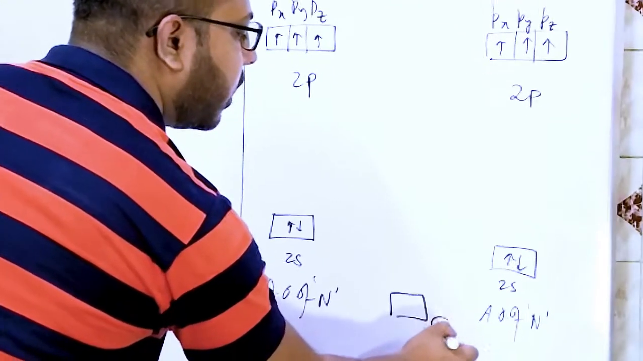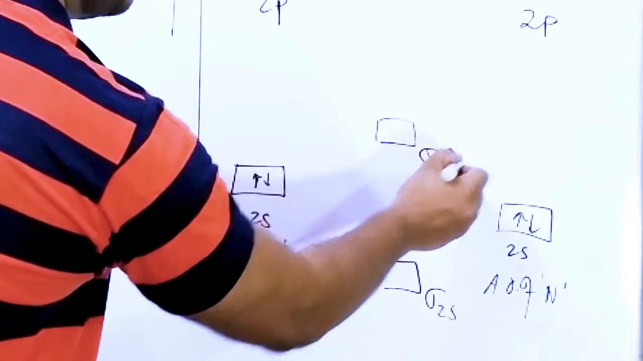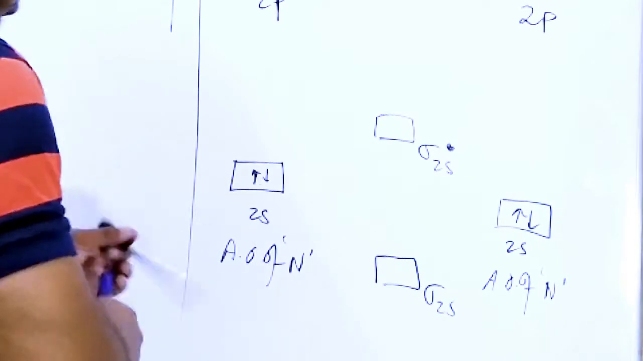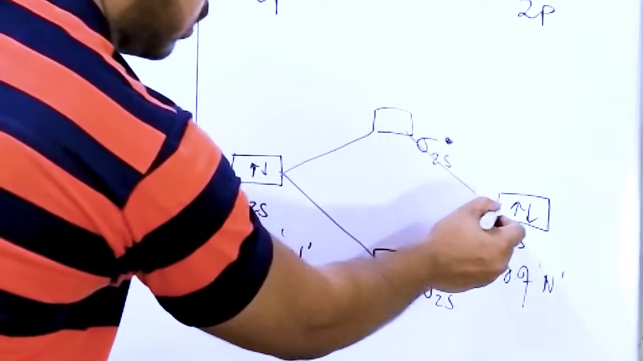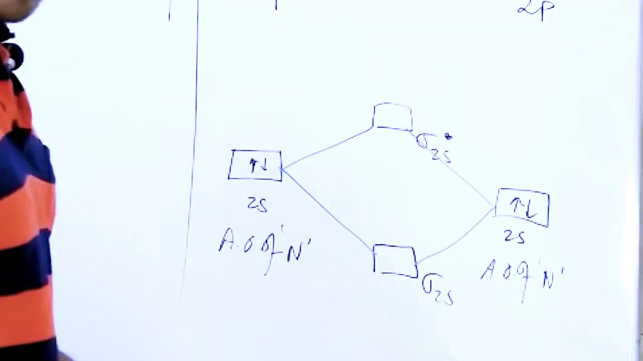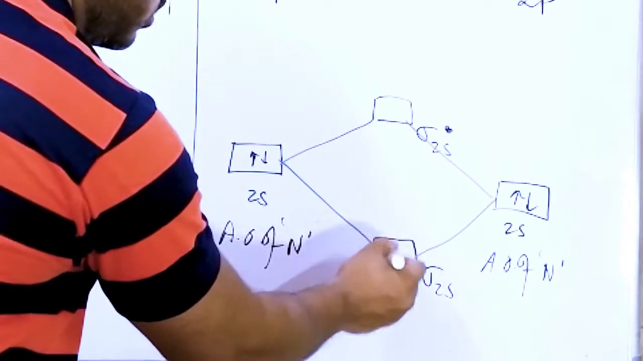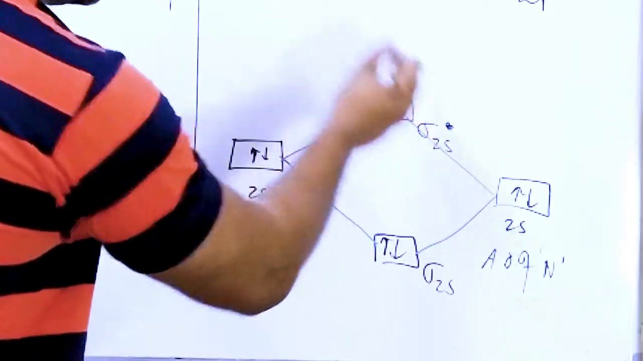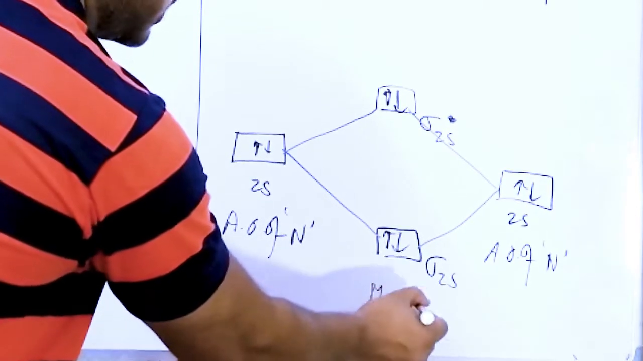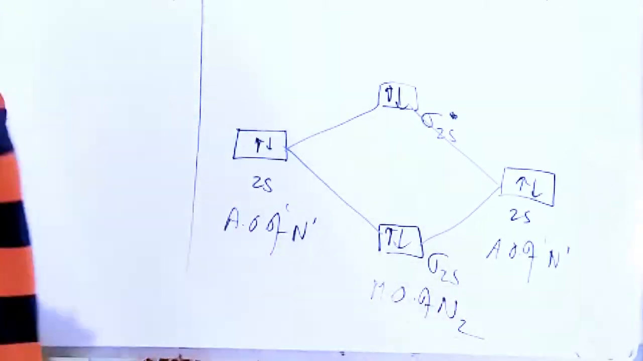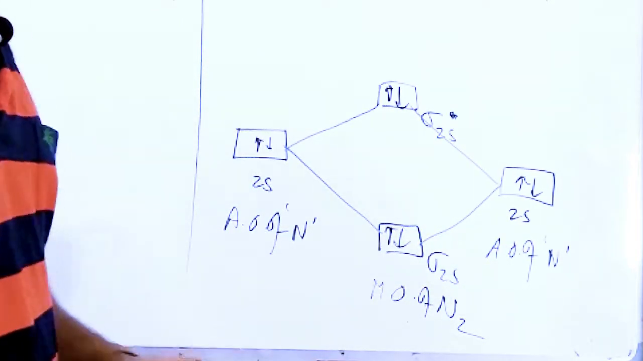Now come to this part. Obviously, one is sigma 2s bonding, one is sigma 2s star anti-bonding. These two are now attached. No problem with that. 2 electrons, 4. This is quite similar to our O2, the previous one. This is the MO of N2.